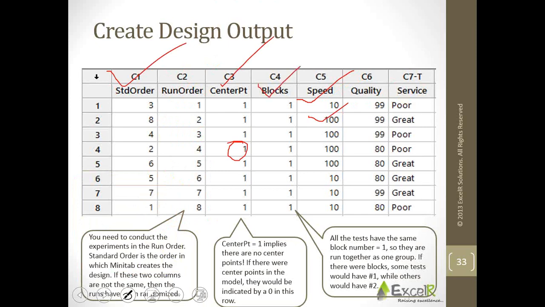Next thing is blocks. All the tests have the same block number 1. So they are run together as one group. If there were blocks, some tests would have 1 while others would have 2. That means all those which have number 2, you would have run as one experiment. All the places where you have 1, you would have run as a second experiment.